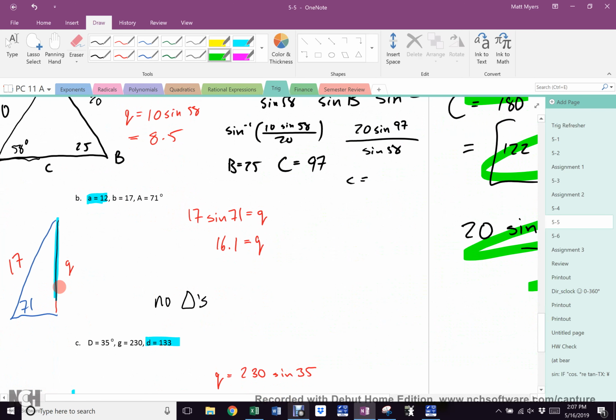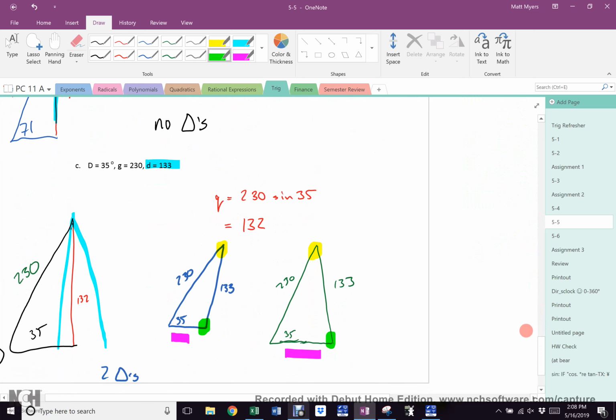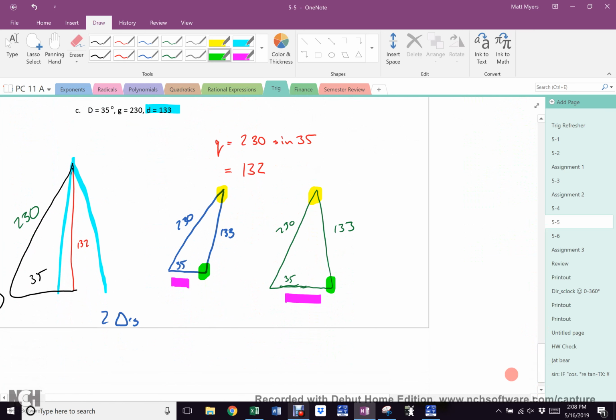So what's this one going to be? Do I have to do any more work? No, because the triangle doesn't exist. And this one's a choice. Right? This guy, and this guy.